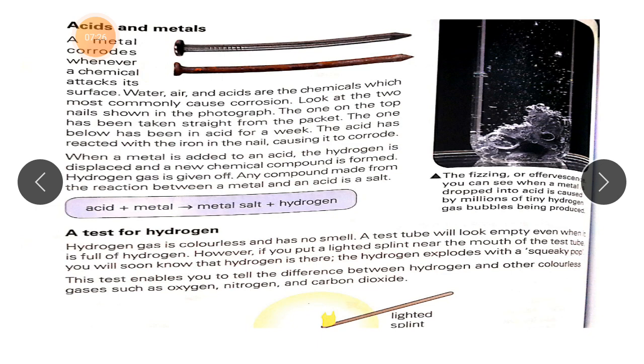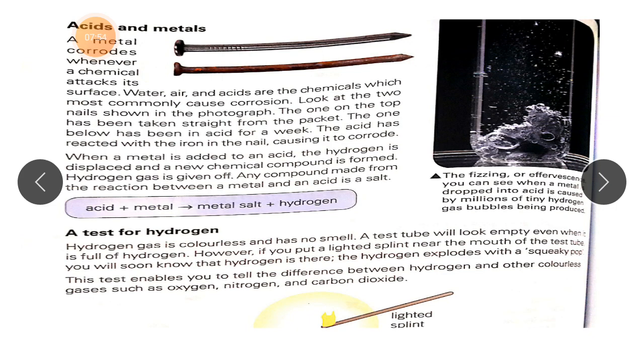And we should never put these metals into acid also, because if they are giving us a violent reaction with water, then they will give us a more extremely violent reaction with dilute acid. So why am I telling you all this? Because we have to discuss acids and metals.